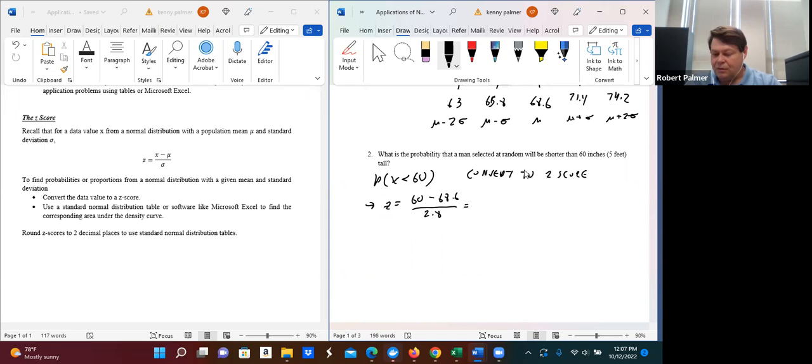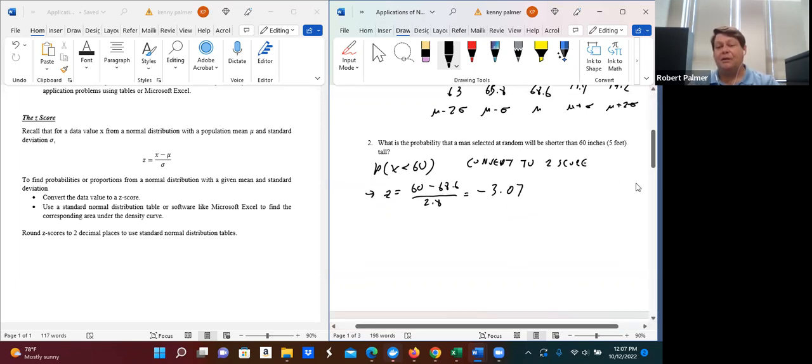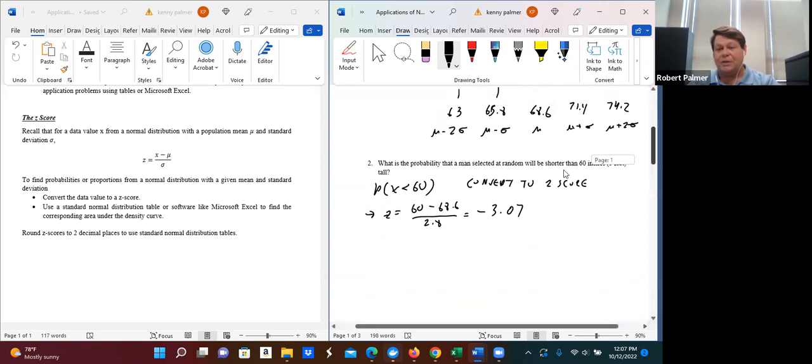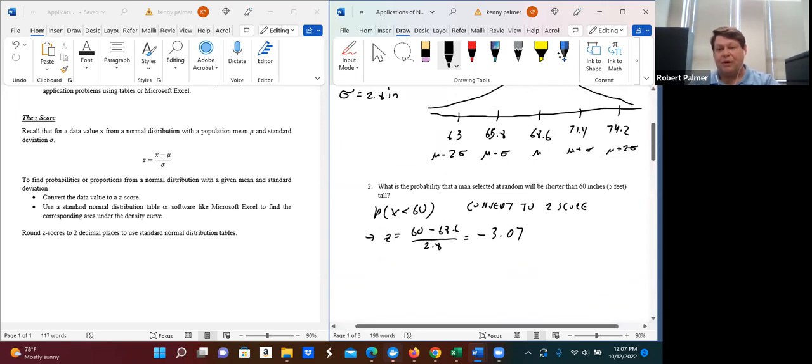And so that is going to be negative 3.07. Now, already, hopefully, we can tell this is beyond, because after all, we said that 60 inches is right over here.